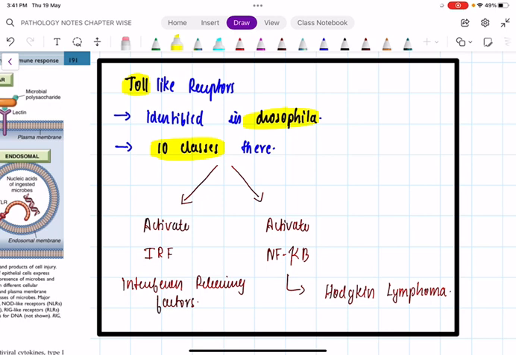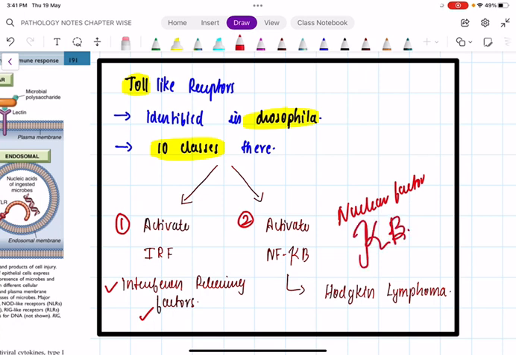Now let us see what these toll-like receptors are going to do. Remember children, toll-like receptors have two fates. Number one, they activate interferon regulatory factors. Number two, they activate nuclear factor kappa B. NFKB means nuclear factor, kappa, big K, kappa B. Just remember these things.